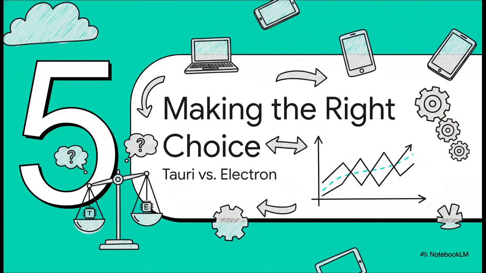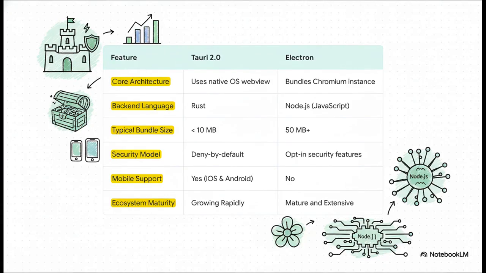Okay, I know, it sounds amazing, but is it always the right tool for the job? To answer that, we need to take a step back and get a balanced look at the real-world trade-offs you'd be making. This table really lays out the key differences pretty clearly. You can see Tauri wins on architecture, size, security, and mobile support. No contest. But Electron still has two massive advantages. Its backend uses Node.js, which millions of web developers already know, and its ecosystem is incredibly mature, after being around for years.